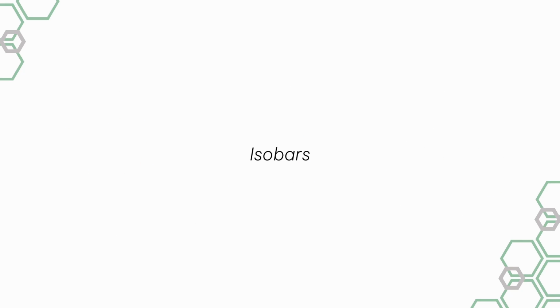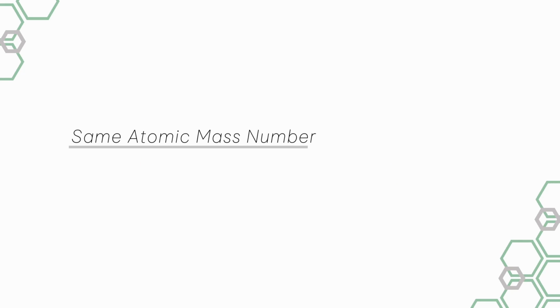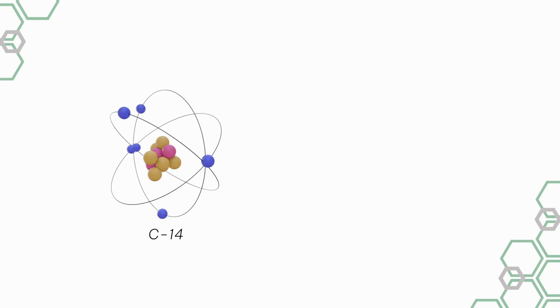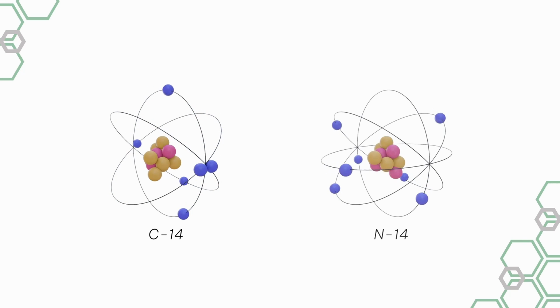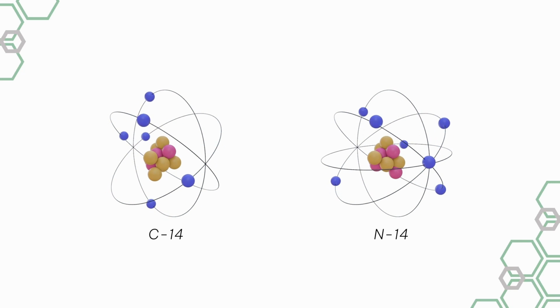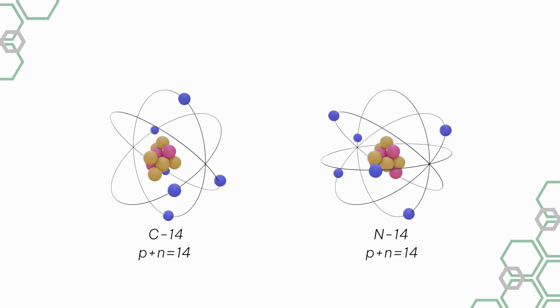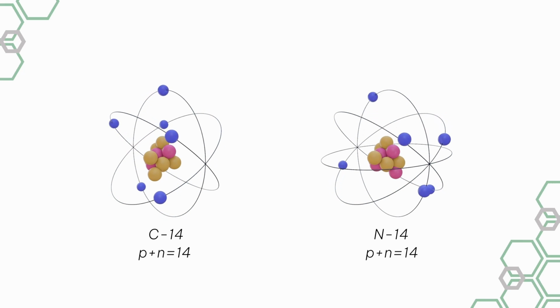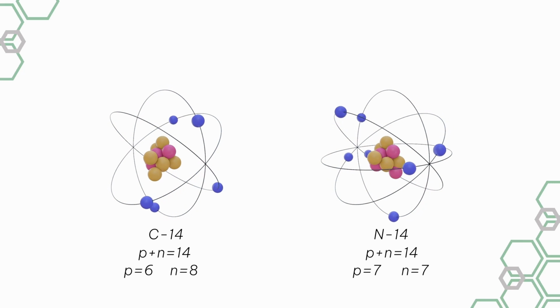Similarly, isobars are a group of atoms that have the same atomic mass number, but a different atomic number. For example, the C14 isotope of carbon and N14 isotope of nitrogen. The sum of protons and neutrons in both the atoms is the same, but the number of protons is different in these 2 atoms.